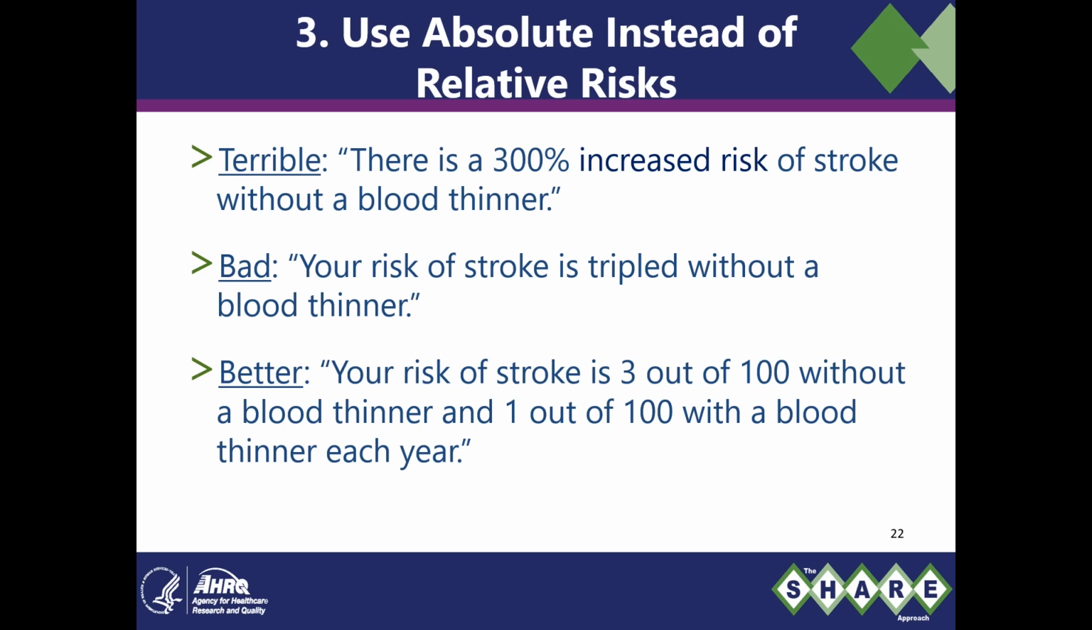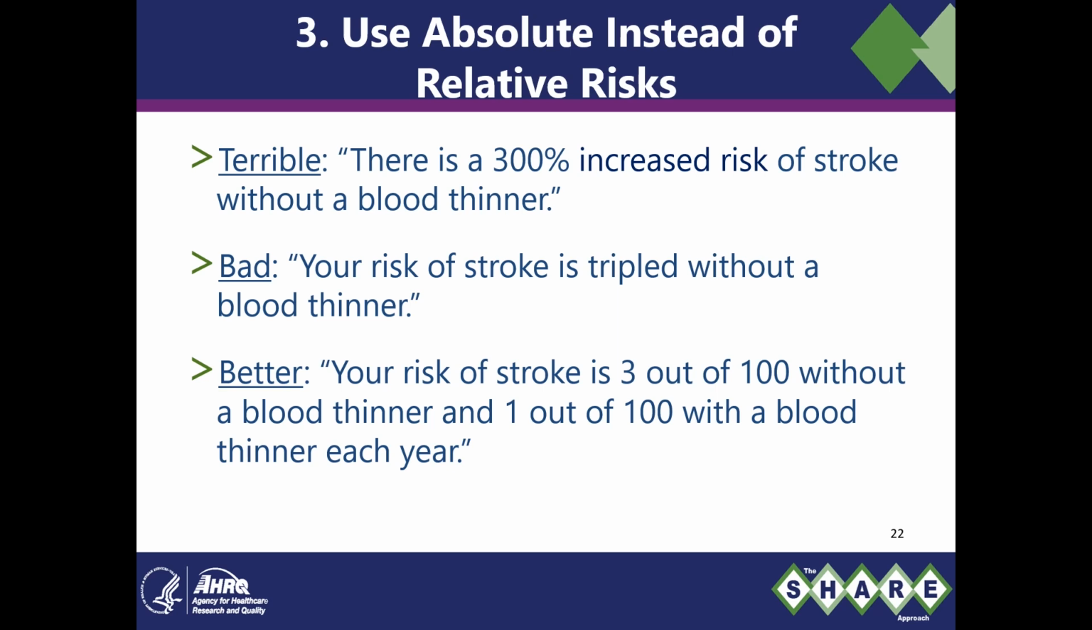There's a large body of research that people misunderstand relative risks, as they tend to overestimate the benefits or risks of a therapy. This slide shows some examples. A poor way to communicate this would be to say there is a 300% increased risk of stroke without a blood thinner. The problem here is that you're using a relative risk of 300%, and people don't know if that is a 1 to 3% increase or a 10 to 30% increase.